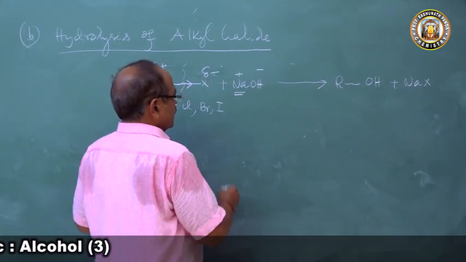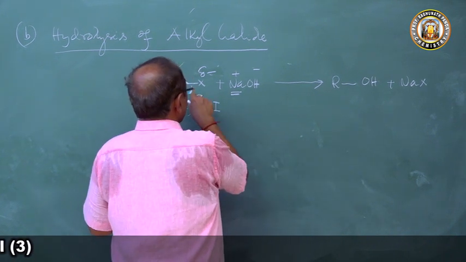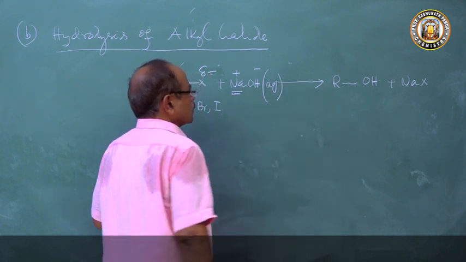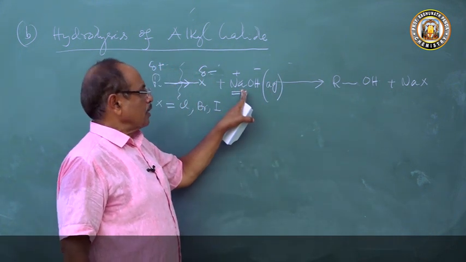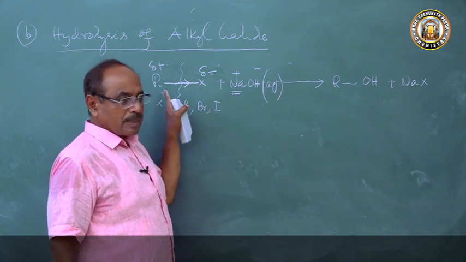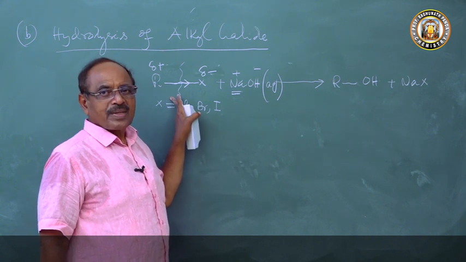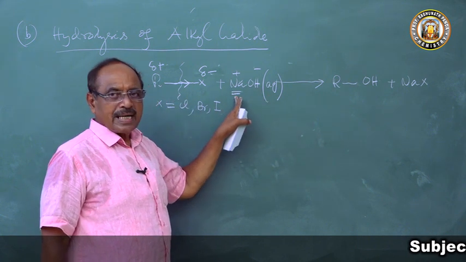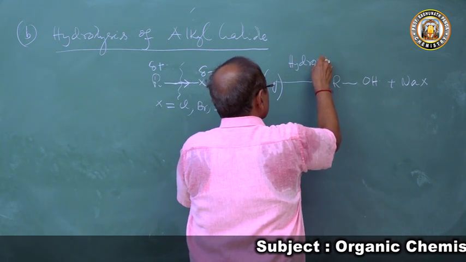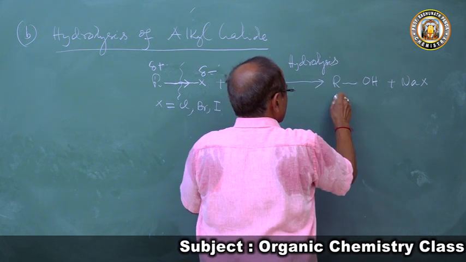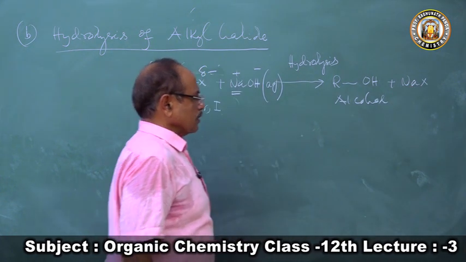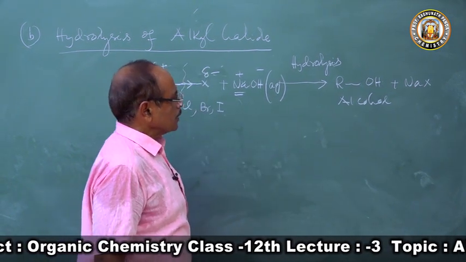So we use aqueous sodium hydroxide solution. That means when an alkyl halide is treated with aqueous sodium hydroxide or potassium hydroxide, it undergoes hydrolysis to produce alcohol and the halide salt of sodium.